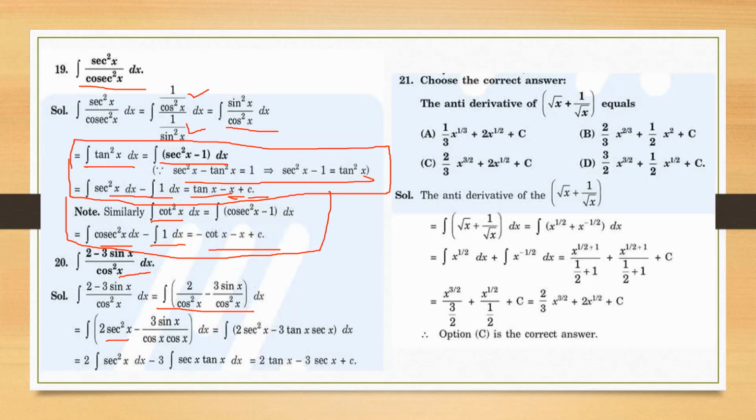21: choose the correct answer, antiderivative of this. Okay, no square is there, so we will take it as x to the power half plus x raised to power minus half. I told you that whenever 1 upon x is there, the integral is log mod x, but 1 upon x square needs to be taken as x raised to power minus 2. Similarly, 1 upon root x also needs to be taken to the numerator as x raised to power minus half. So use the power rule: x to the half plus 1 upon half plus 1, plus x to the minus half plus 1 upon minus half plus 1. This is how we can operate to get the answer. So option C is correct here.